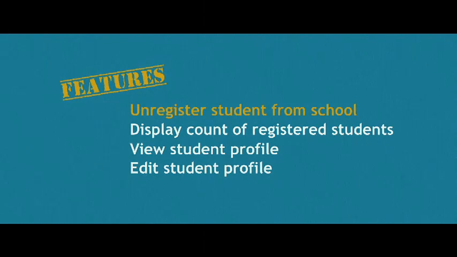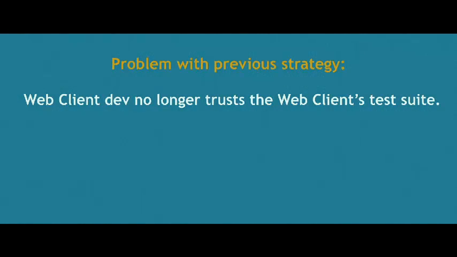So what feature are we on? As a reminder, we're unregistering a student from the school. So the problem with the previous strategy was that the web client dev no longer trusts the web client's test suite.